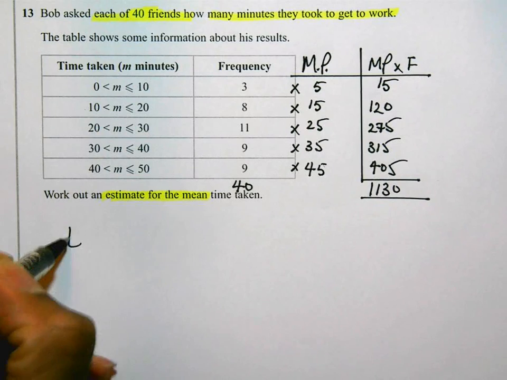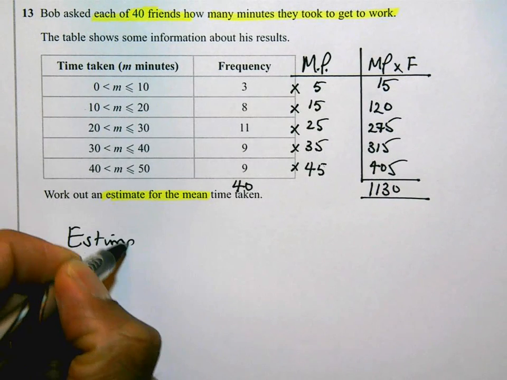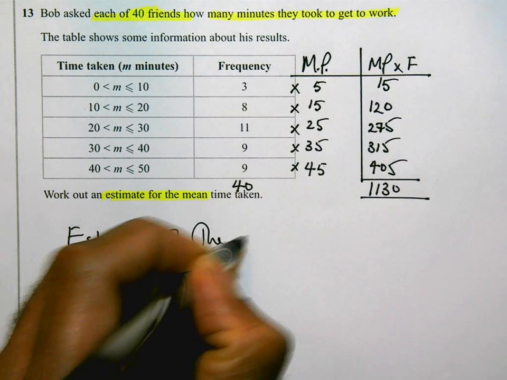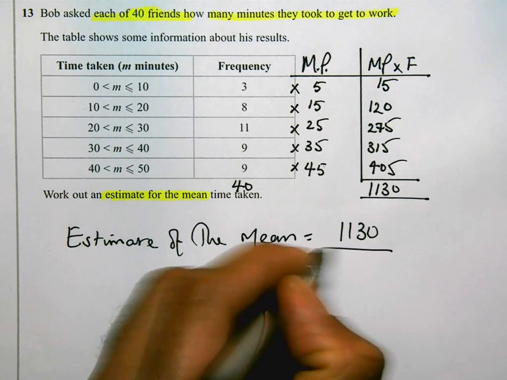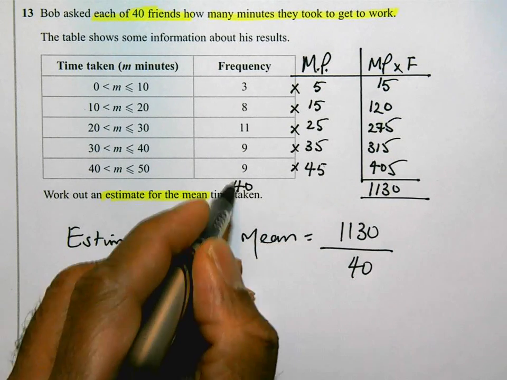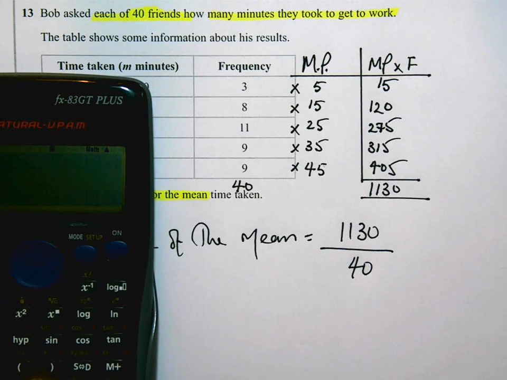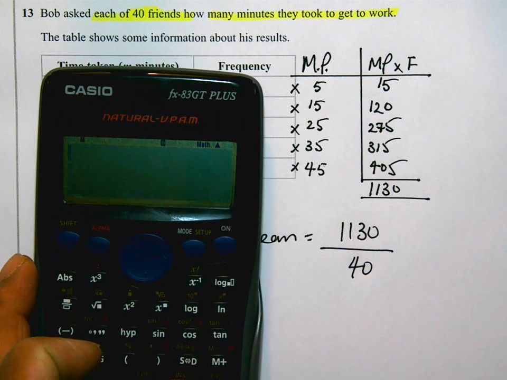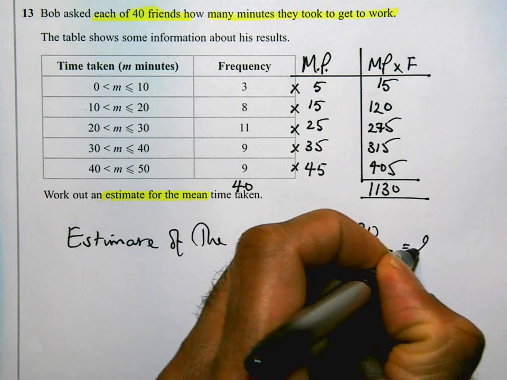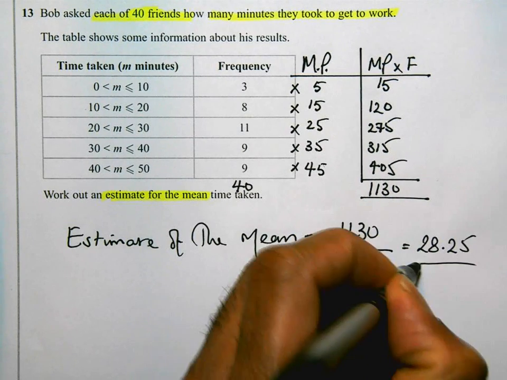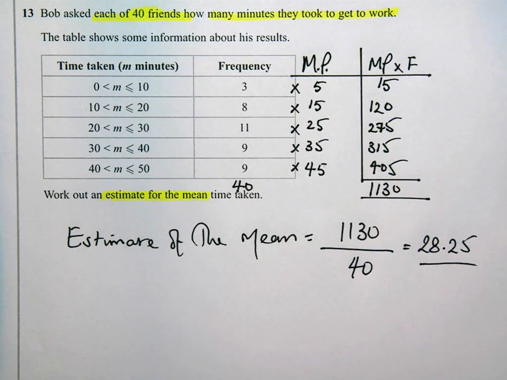So the estimate of the mean is going to be 1130 divided by 40, the total frequency. 40 is the total frequency. So let's do this. 1130 divided by 40, and that gives you 28.25. 28.25 minutes, and I've written this in the answer section as well.